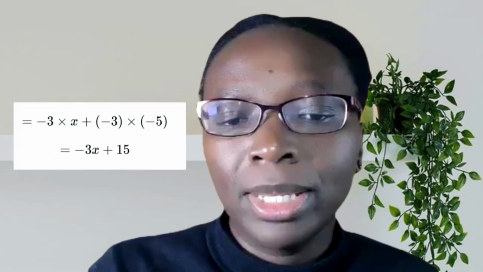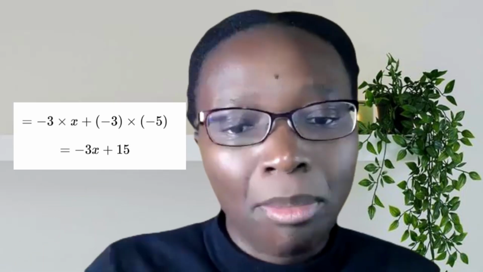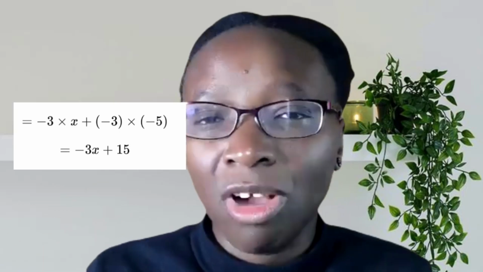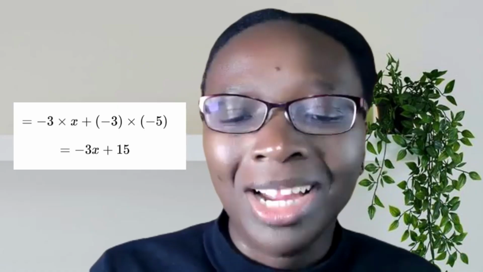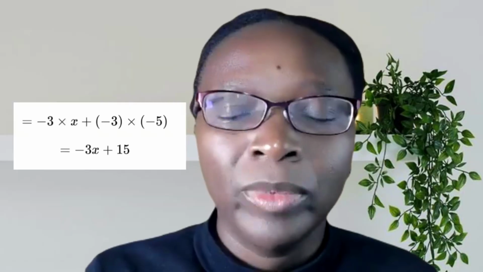So what you need to do to work that out is you need to go -3 times x plus, in bracket, -3 times -5, and that would give you -3x plus 15. So that's the correct method. So always check your negatives when multiplying or subtracting. So that is the main fix. And the key is also to always remember that minus and minus makes a plus.